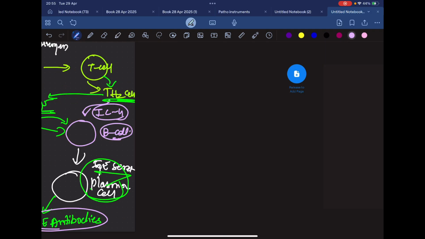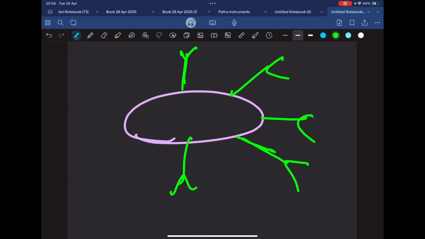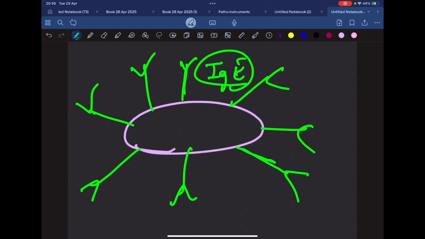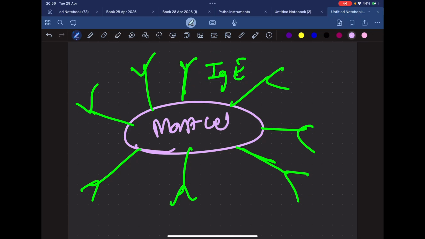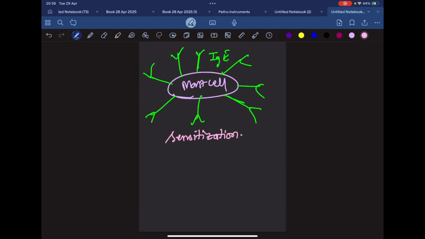So these IgE antibodies go to the mast cell and bind to the Fc receptors on the mast cell. This binding of IgE antibodies to the mast cell is known as sensitization. Why it is called sensitization, we will explain in the next slide.